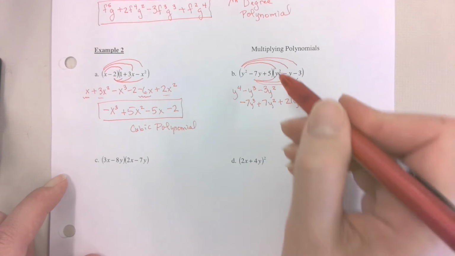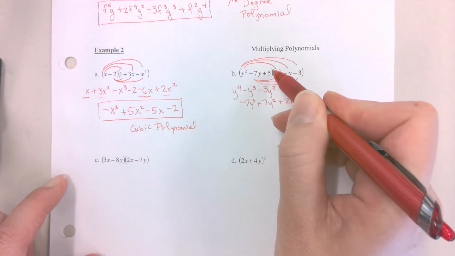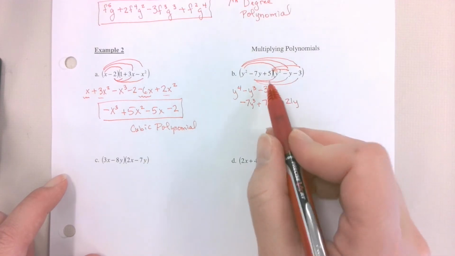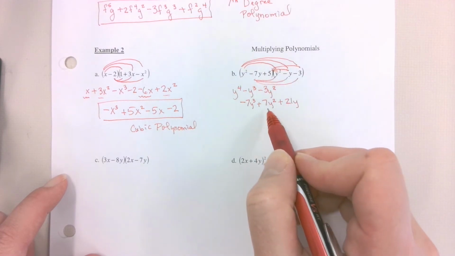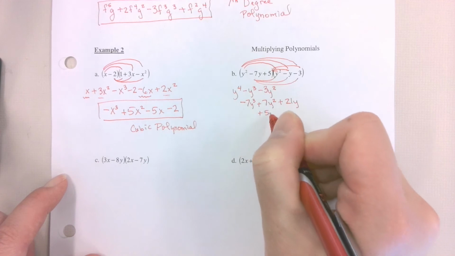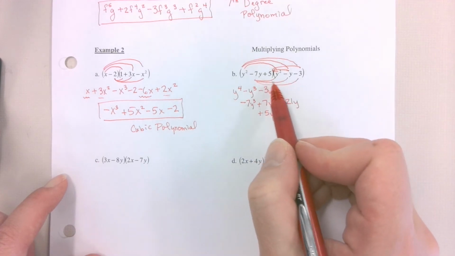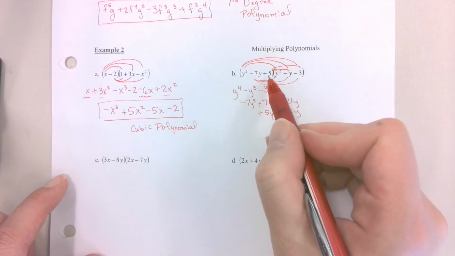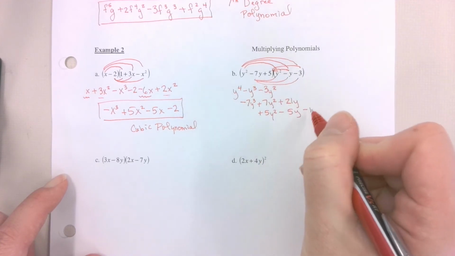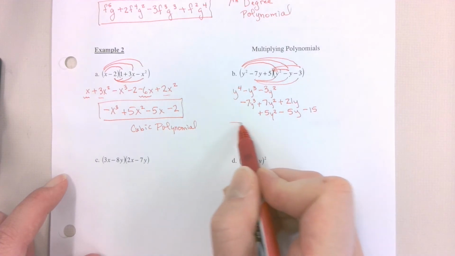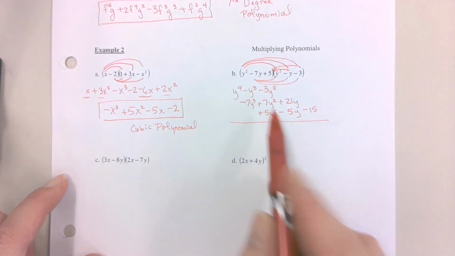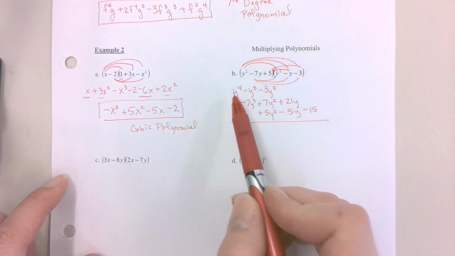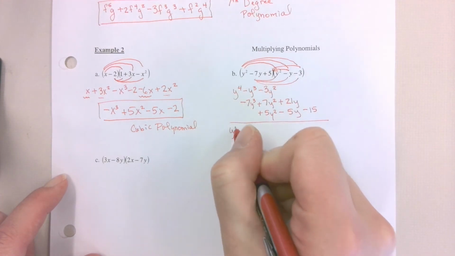All right, last thing I'm going to do is take this 5 times everything. So 5 times y, 5 times negative y, and 5 times negative 3. And so 5 times y squared is going to go right here. It's a positive 5y squared. And then 5 times negative y is a negative 5y. And then 5 times negative 3 is a negative 15. So whether I did this vertically or I made it one big line, I now need to go through and find my like terms. The highest degree is 4, so y to the 4th.